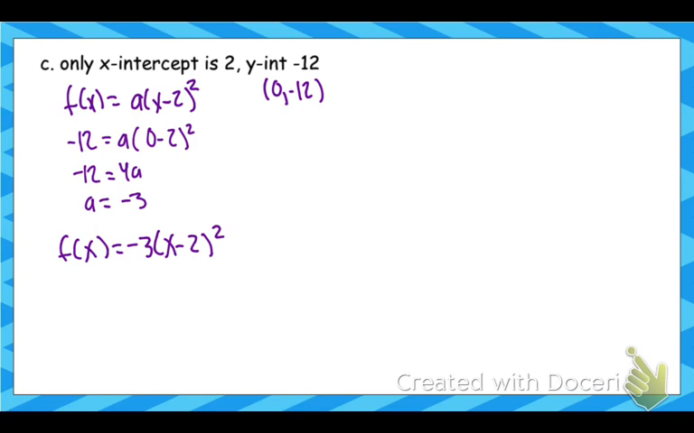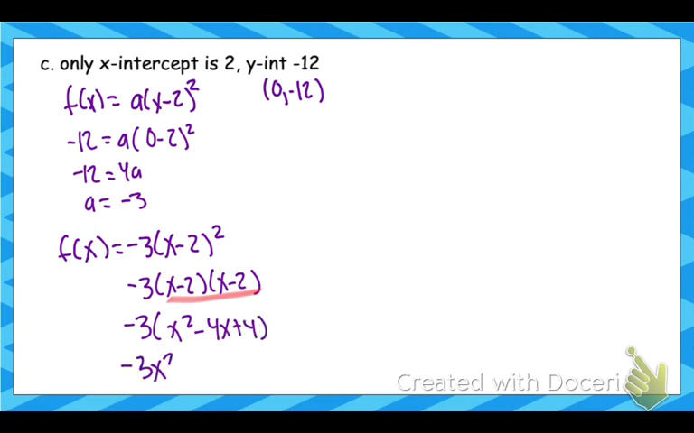All right, so let me just rewrite it so that we don't make that mistake. All right, so now I'll go ahead and FOIL this out. So it's going to be that square, double square. Now I can distribute, and I get negative 3x squared plus 12x minus 12.